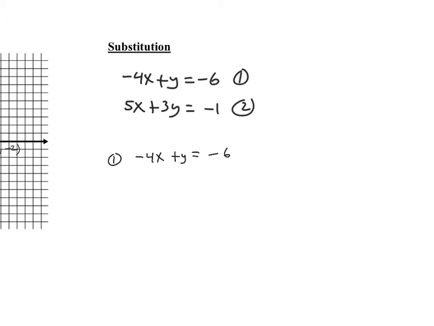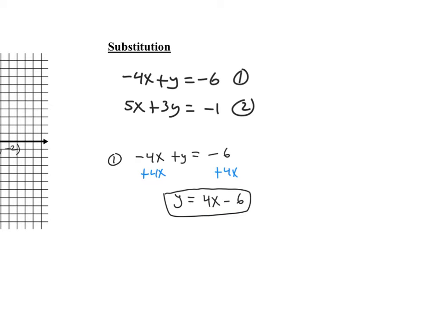So I'll go ahead and add 4x to both sides. So now I'm left with y equals 4x minus 6. Okay, now I'm going to go ahead and box this equation here real quick, because I'm going to come back and use that towards the end. Now that I know what y equals, 4x minus 6.